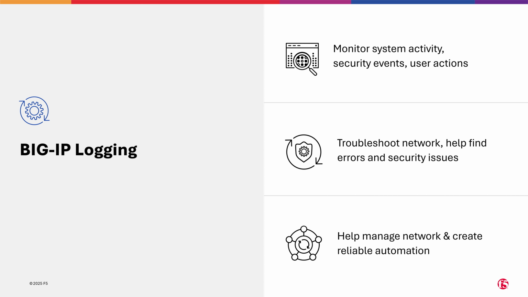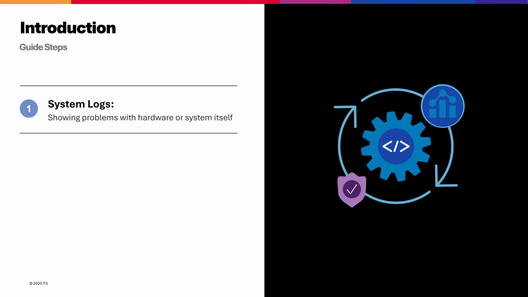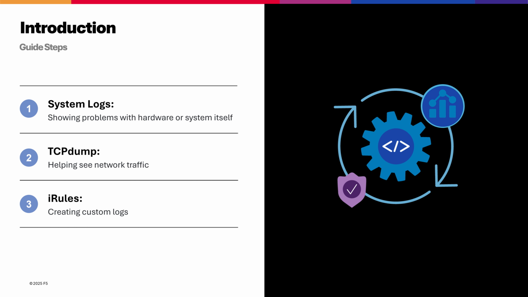Let's review how BIG-IP logging works to help us create automation that is safe, reliable, and easier to fix if something goes wrong. We will first look at system logs. These logs show problems with hardware or the BIG-IP system itself. Then we will look at tcpdump, which helps us see network traffic. After that, we will explore how to use iRules to create custom logs. Finally, we will discuss iCall, which helps with monitoring and alerting.